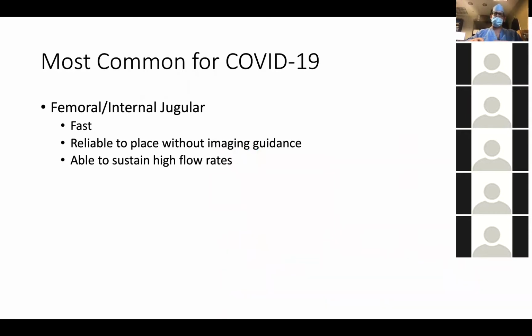In this current era, our most common configuration is femoral internal jugular for three reasons. It's fast. It's the most reliable to place without any sort of imaging guidance, which you do not reliably have. And you can sustain very high flow rates this way.